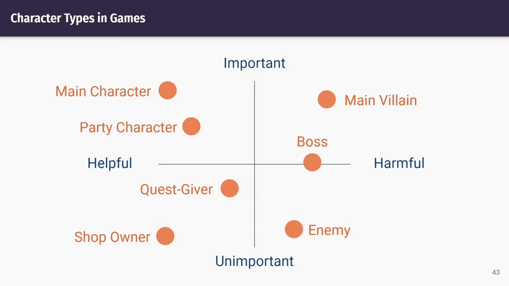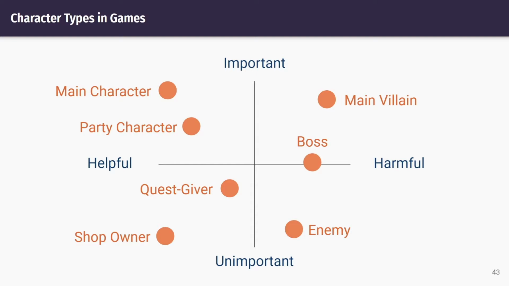And within each of those, we can start to place different character archetypes. So your main character is high importance and presumably high helpfulness to you, the player. You have a party character who is perhaps slightly less important than the main character and may therefore have less screen time or less development, but is still very helpful. You have a main villain, very important and very harmful, generally speaking. A regular boss in the game might be less important, but still firmly harmful. A quest giver could be helpful, but not very important.